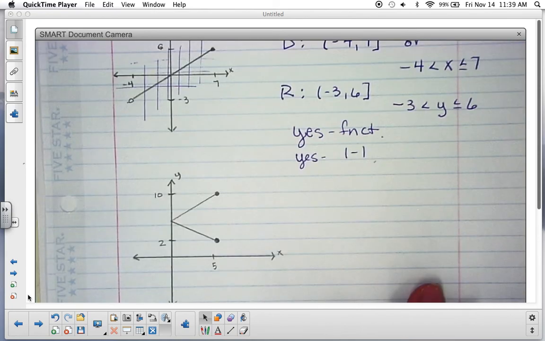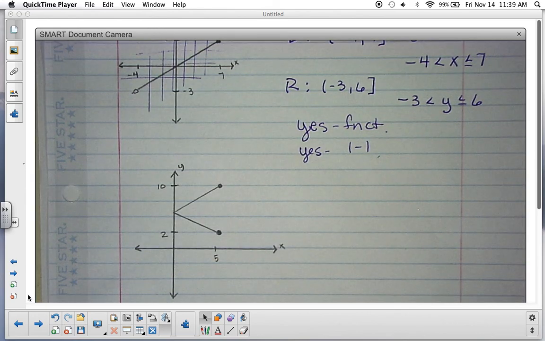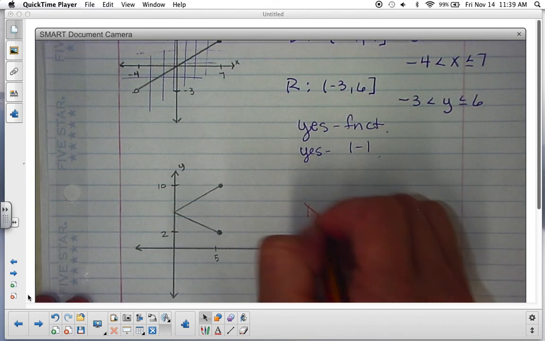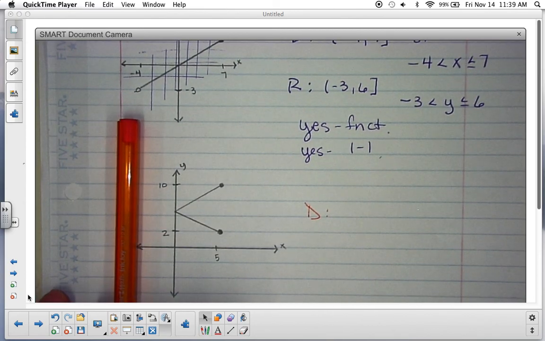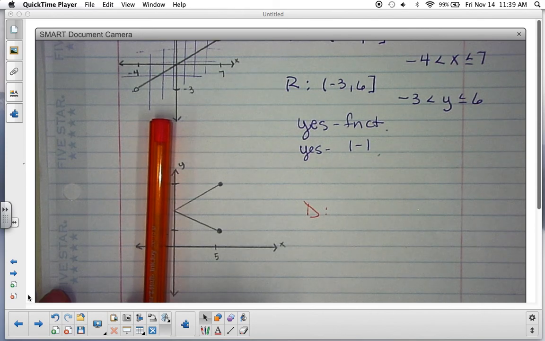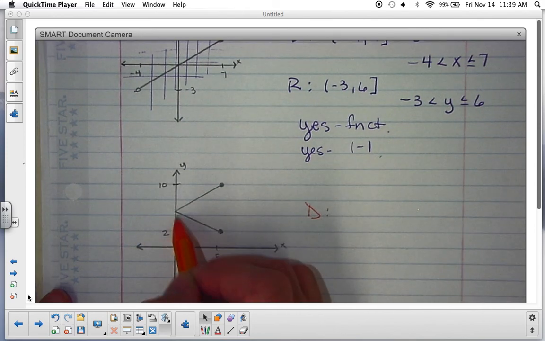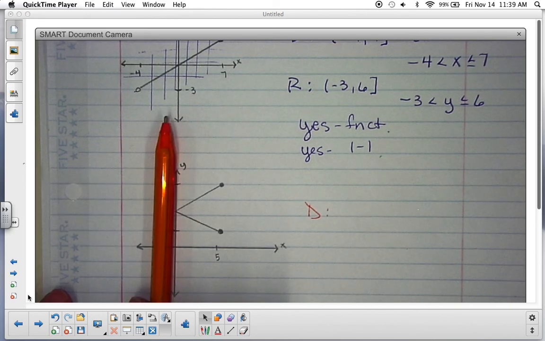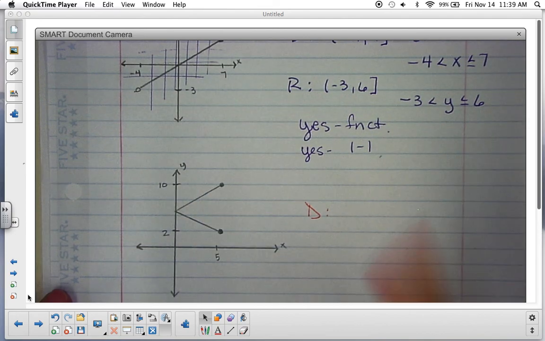All right, let's do one more. Again, we're going to list domain and range. For domain you just want to read the x's. So drag your pen sideways from the left, and as soon as it runs into the graph, that counts. So this is at 0, and it would go all the way over to 5. So the x's run from 0 to 5.